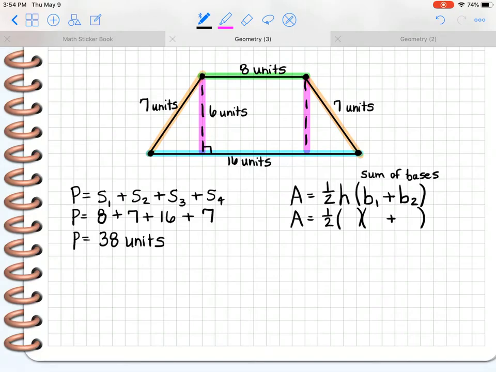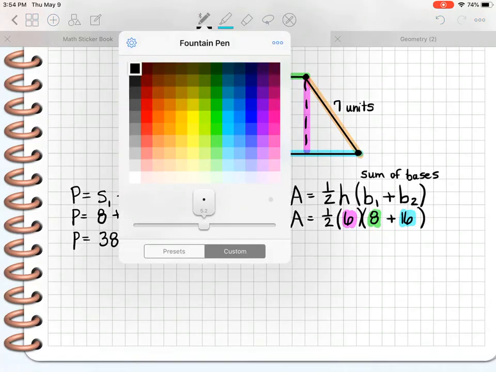So ask yourself, what is h? Height is 6. That is this pink dimension. Base 1 doesn't matter. I'm going to use the 8. To me, that top one is always my 1, but you could do that either way. And then the other base is the 16. That's the bottom one in my case. So those are the pieces of this formula. It does not ask for the side or the width. So the 7s don't get to play here. They are just for perimeter.